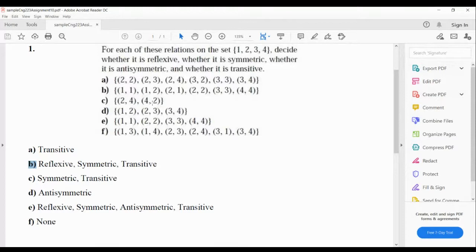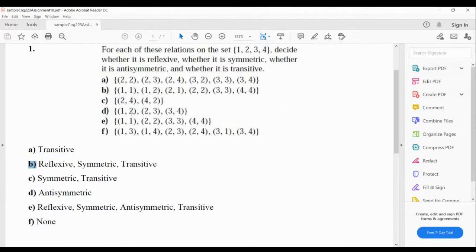Again, we can say the same about C. Even though it has 2 elements, 2, 4 is here, and 4, 2 is here. This is antisymmetric. This is not antisymmetric because this is symmetric in this case, but not antisymmetric. You found the counterexample. Part D: 1, 2 is here, 2, 1 is not here. It's okay. 2, 3 is here, 3, 2 is not here. It's okay. 3, 4 is here, 4, 3 is not here. This is antisymmetric.